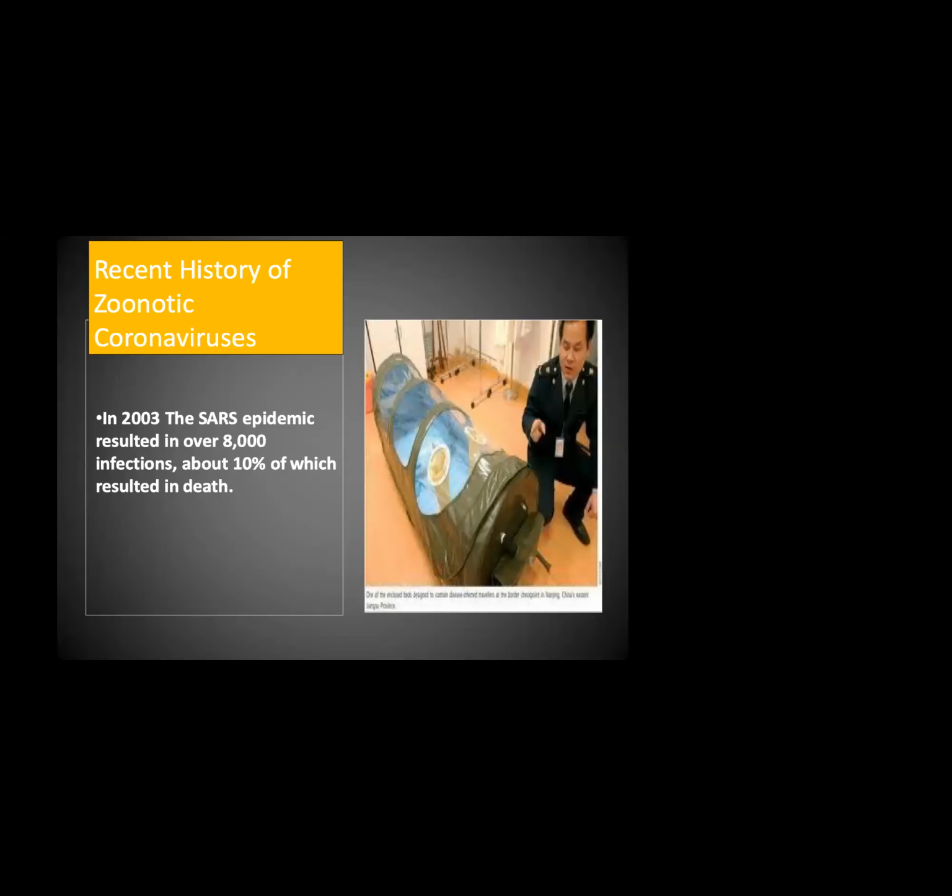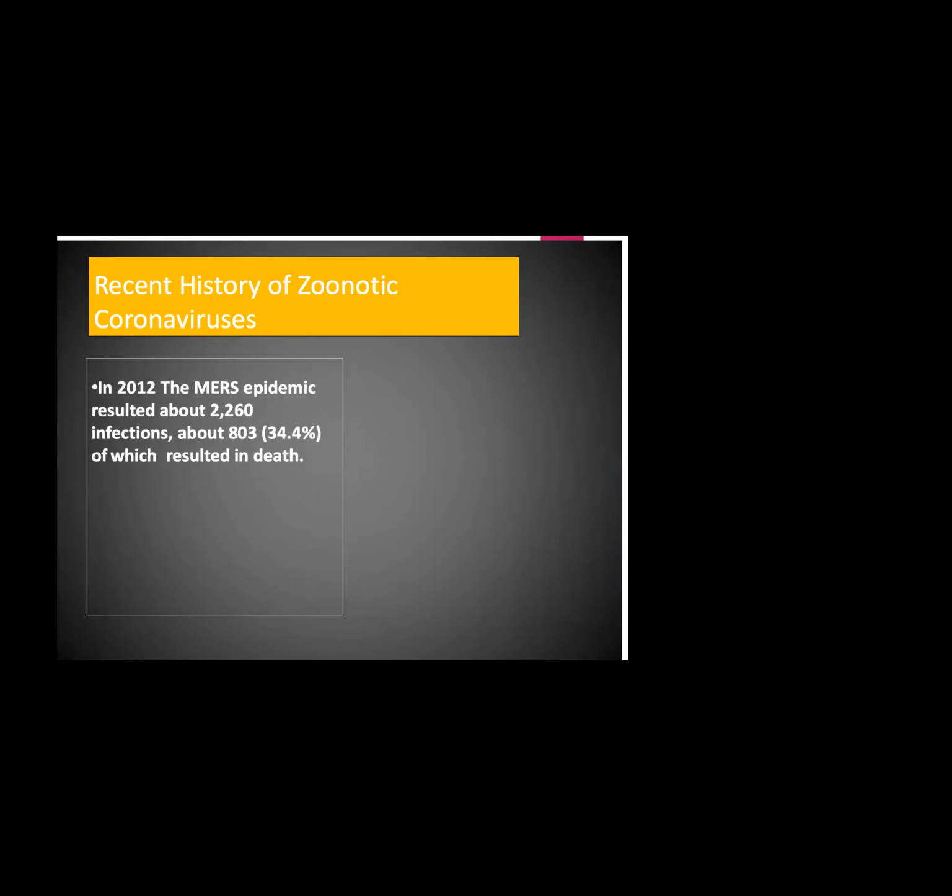The 2003 SARS epidemic resulted in 8,000 infections. The case mortality rate was 10%. This one was, again, from China, almost identical to this in the sense that the host went from bat to civet to humans. And then in 2012, the Middle Eastern respiratory, the MERS epidemic, that was 803 deaths, 2,260 infections, and a 34% case fatality rate, much higher.